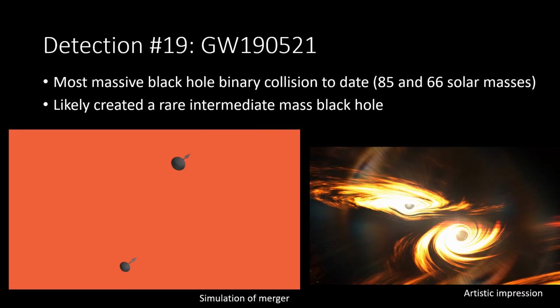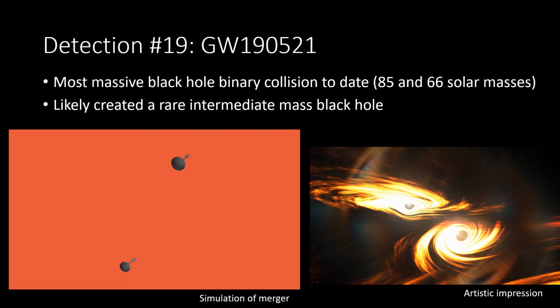So we're going to jump ahead a little bit now to detection number 19. That's gravitational wave 190521. And this detection was, again, two black holes orbiting around each other, spiraling in and ultimately merging. But what was particularly exciting about this collision is that the two black holes were the most massive black holes we've seen collide and produce gravitational waves to date. One was about 85 solar masses and the other was about 66 solar masses.